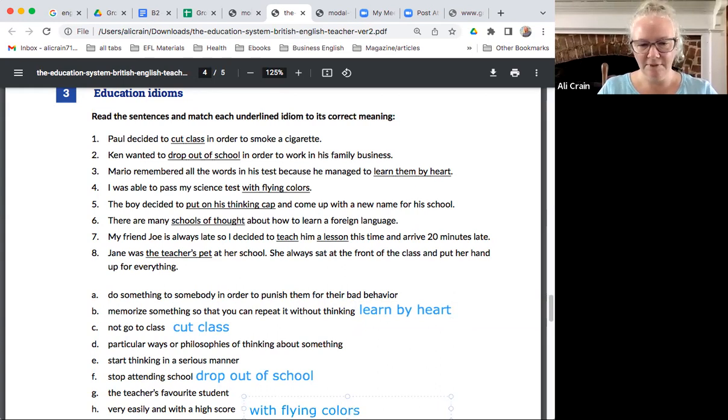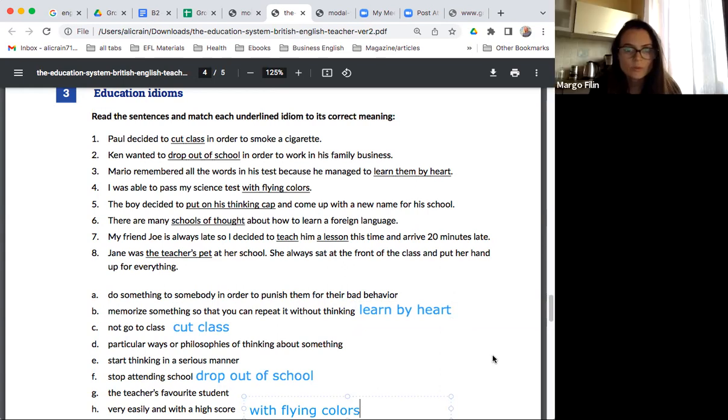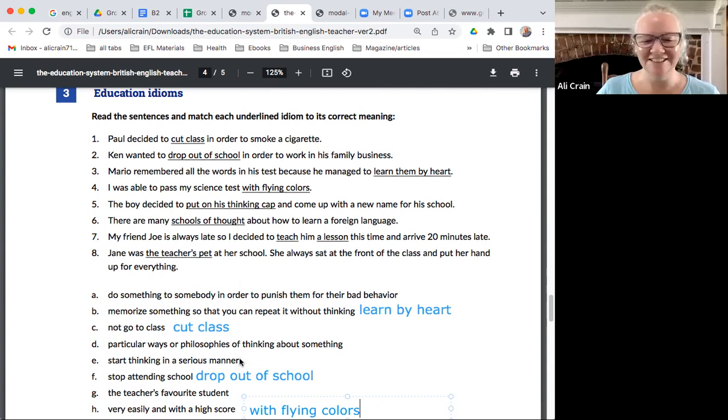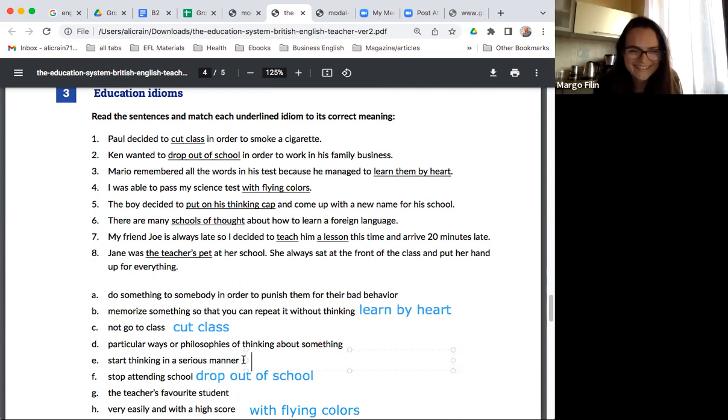All right, Margot, number 5. The boy decided to put on his thinking cap and come up with a new name for his school. I think thinking cap, maybe particular ways or philosophies of thinking about something. I actually think D or E. Start thinking. It's actually, yeah, it's E for this one. Yeah. Okay. Start thinking in a serious manner.